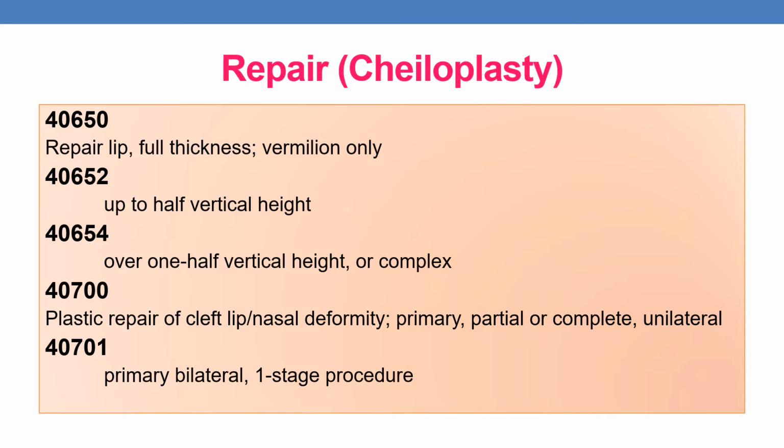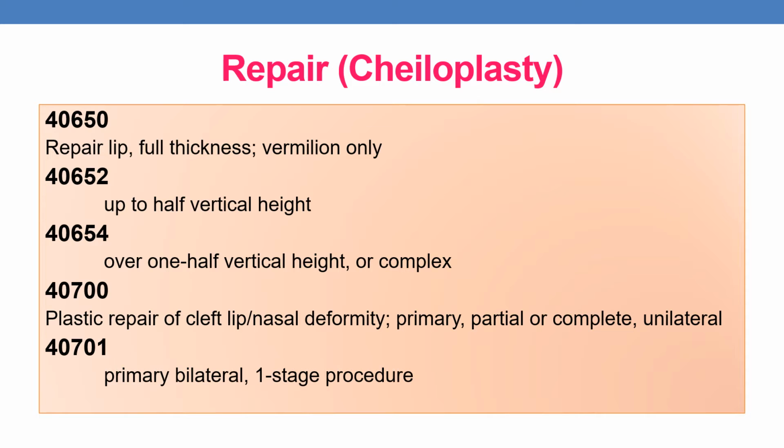Next, coming to repair or cheiloplasty. The first CPT is 40650. It deals with repair lip, full thickness, vermilion only. The next is 40652. It deals with repair lip up to half vertical height. The next is 40654. It deals with repair lip over 1/2 vertical height or complex.